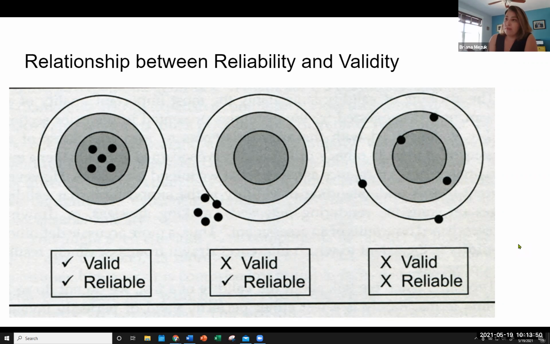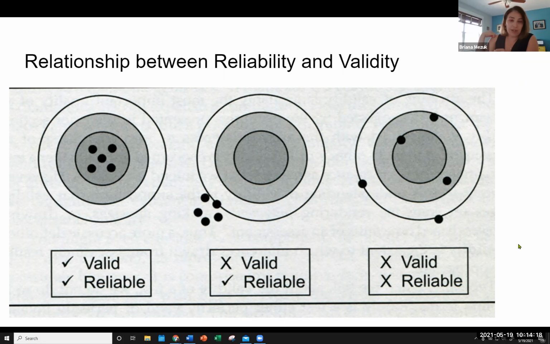So this target on the far right is a measure that is neither valid nor reliable. That is, no matter how you're shooting arrows, they go every which way, and there's no predictability here. The one in the middle is a measure that is reliable. So I always shoot the arrow in the same spot, but it's not on the target. So I'm consistently measuring something, but I'm always measuring it wrong in the same way.